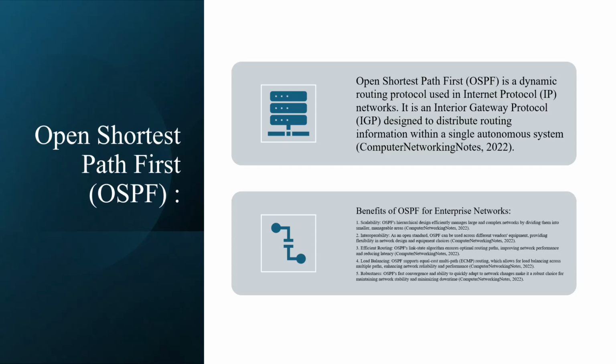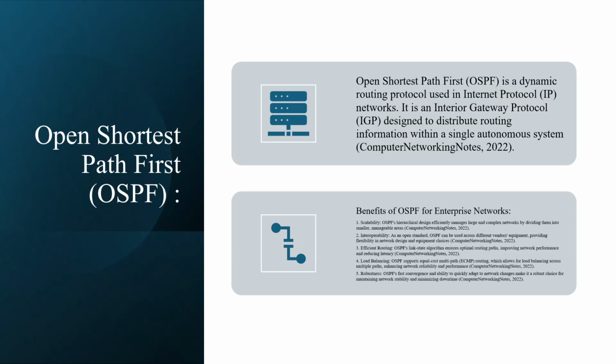So what is OSPF? Open Shortest Path First is a dynamic routing protocol used in IP networks. It is an interior gateway protocol, IGP, designed to distribute routing information within a single autonomous system. OSPF benefits enterprise networks by providing scalability through hierarchical design, interoperability across different vendors, and efficient routing with its link state algorithm for optimal path selection.